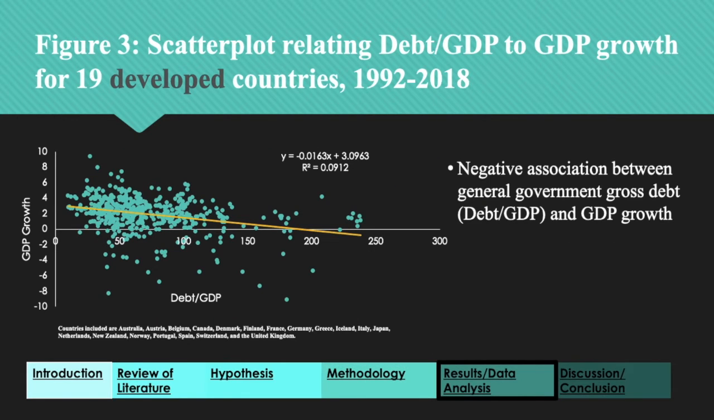Figure 3 is a scatter plot relating debt to GDP growth for selected developed countries. The next 3 figures I will show you are for developed countries from 1992 to 2018. Based on the linear regression, there is a negative association between general government gross debt and GDP growth.